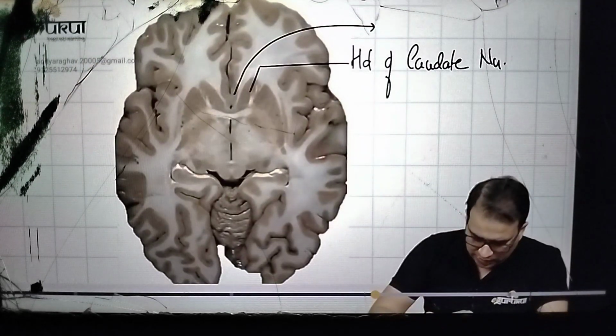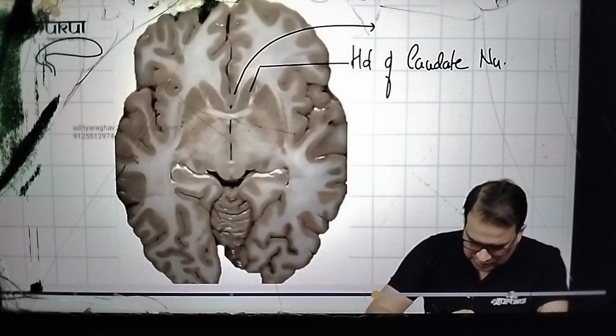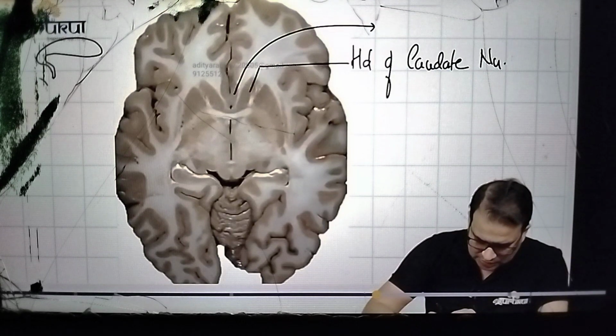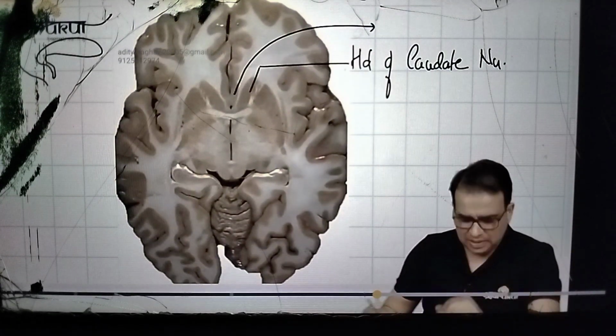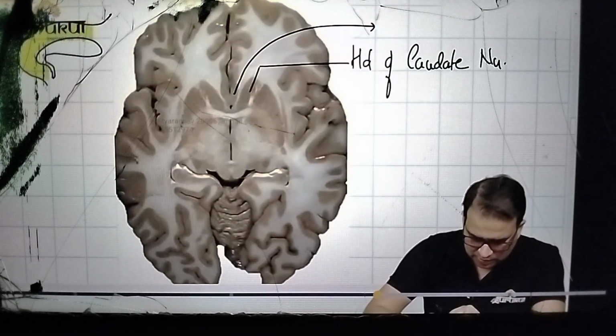When you look at the corpus callosum, that's the genu and that's the rostrum of the corpus callosum. That's how it is. There is a gyrus which runs above it, that is called the cingulate gyrus, and it turns in that manner, the cingulate sulcus. And the cingulate gyrus is present around the corpus callosum.